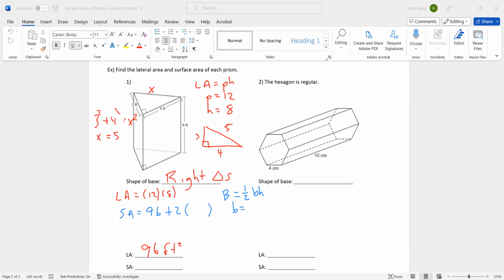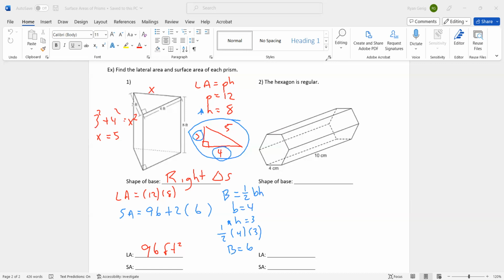So b equals 4. Again, I'm going to use my 2-dimensional shape here. The base is 4. The height of that triangle is 3. It's not 8. This h is different than this H. Okay, that's a tricky part of this. I get that. So 1/2, 4 times 3. 4 times 3 is 12. Half of that is 6. So big B equals 6. And I'm going to take that and I'm going to plug it in.